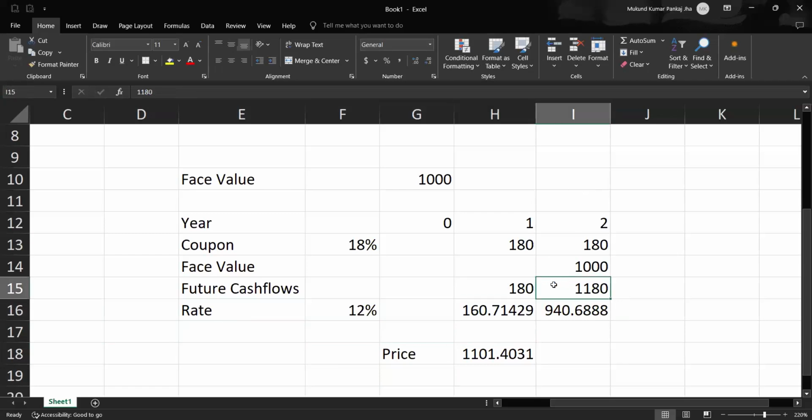And 1180, that is in the second year. So 1000 is face value, you will receive this in the second year. 180 is the coupon that you will be receiving in the next 2 years.